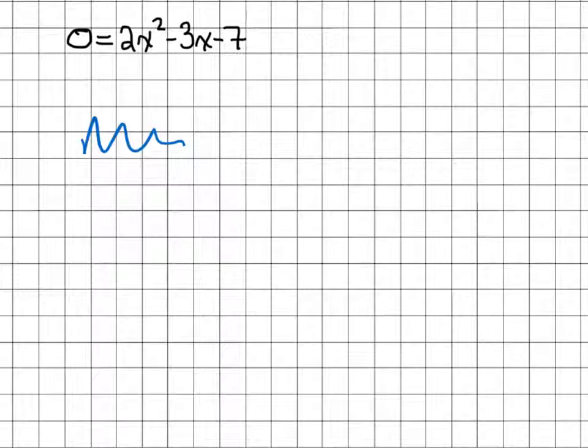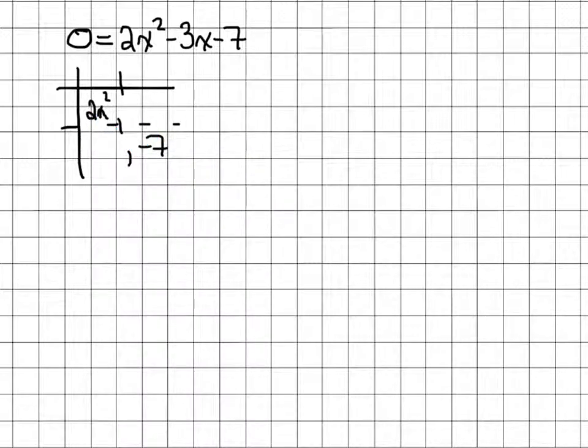So if I'm going to set up my chart, I have 2x squared and minus 7. So I know that to fill in my chart, these two have to add to the middle term, and these two also have to multiply to the same thing as these two. So 2 times negative 7 is minus 14. So we need two numbers that will multiply to minus 14 and add to negative 3.